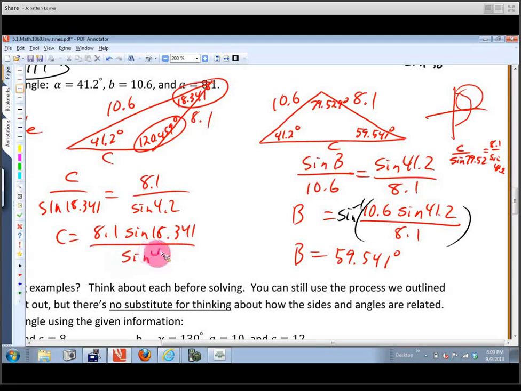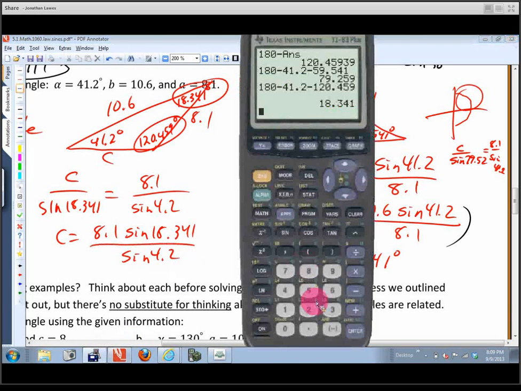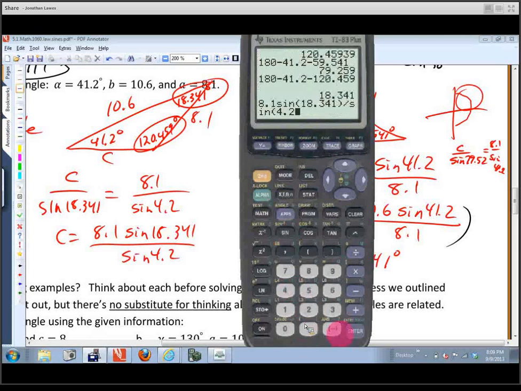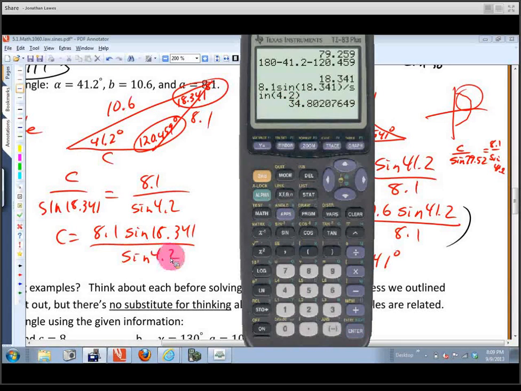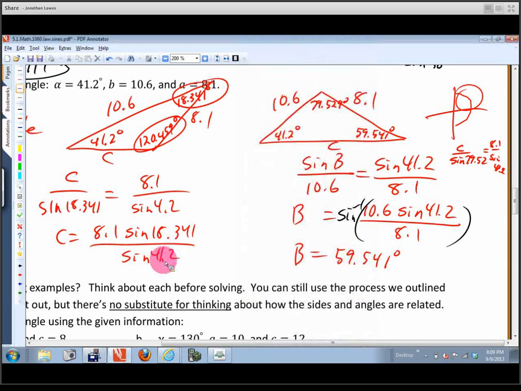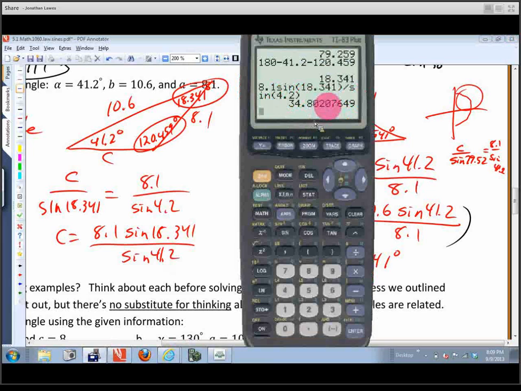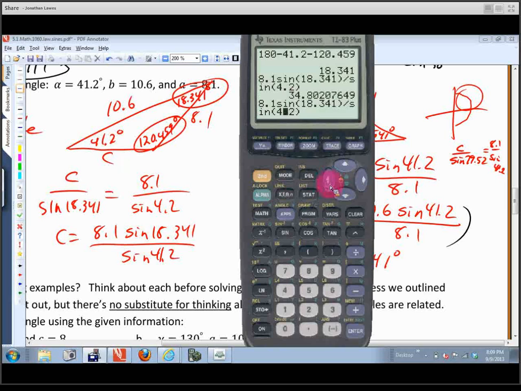Grab the calculator and type that in, 8.1 sine 18.341, close the parentheses, divide by sine 41.2, close the parentheses. Oh, let's see, what's going on here? Oh, there we go. This is 41.2. That would be bad. We know that had to be wrong because we're looking for a pretty small side here, so I'm going to recall that. And 41.2. Now let's see what we've got. 3.86.